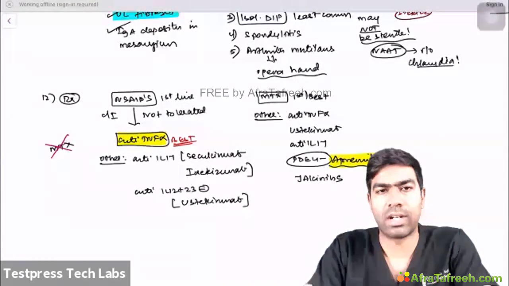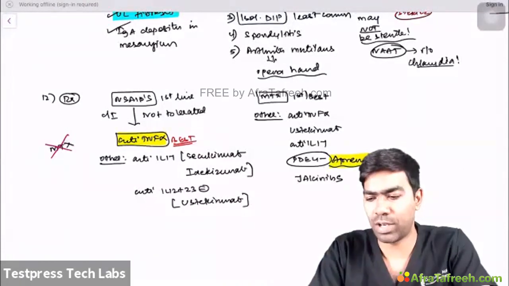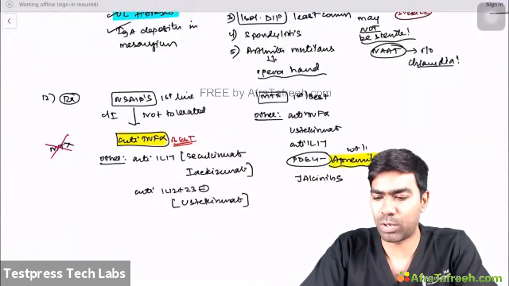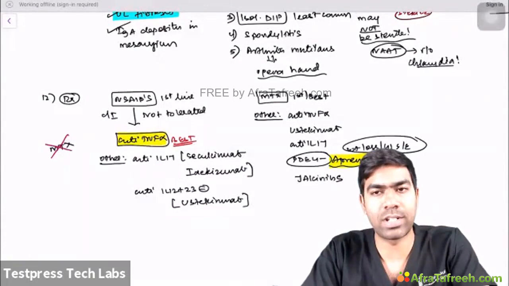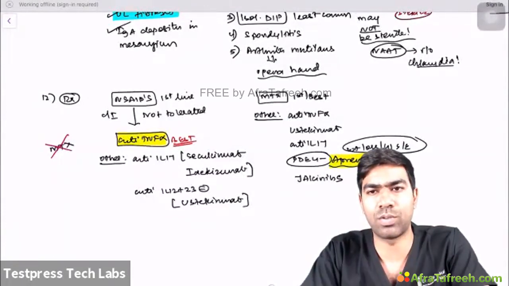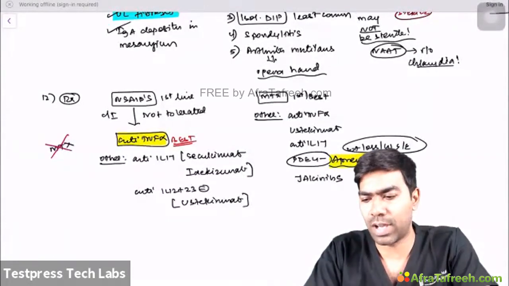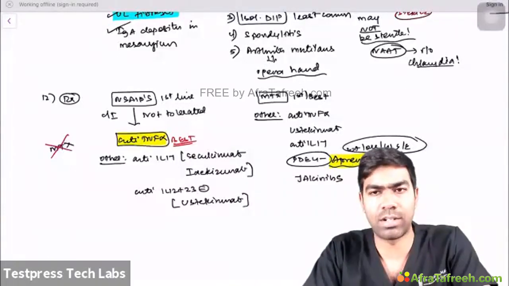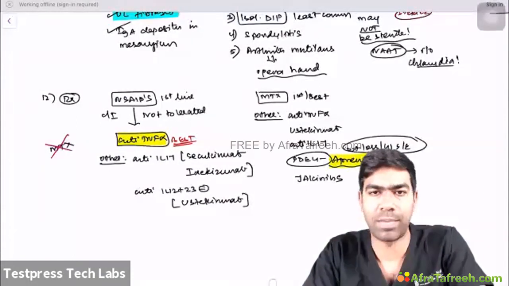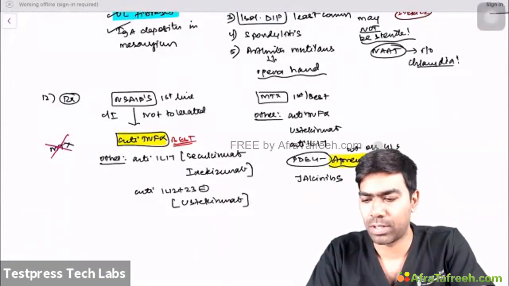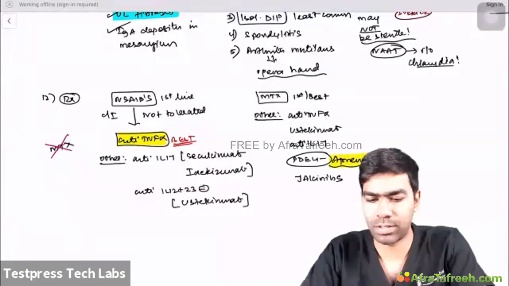Apremilast, this PDE4 inhibitor, can produce a significant amount of weight loss and has a very high risk of GI side effects, and that can result in discontinuation of the drug. That's been one of the questions, I think, maybe long time back in 2017 or 18. They asked that among all the drugs that are used in psoriasis, which is the one that produces significant weight loss and a lot of gastrointestinal side effects, that's going to be apremilast. So I'll drop this off because of no space.